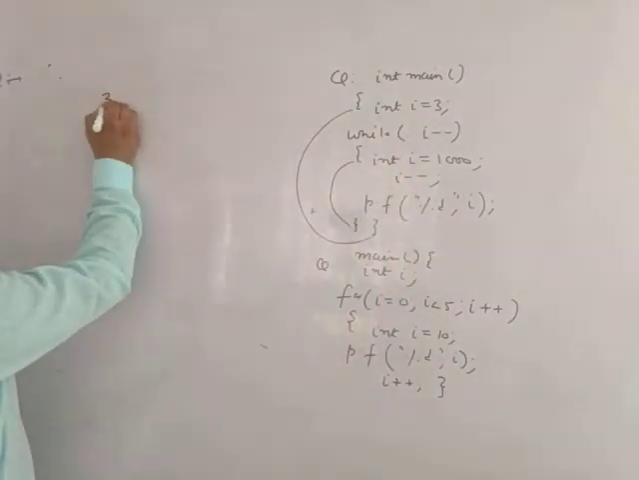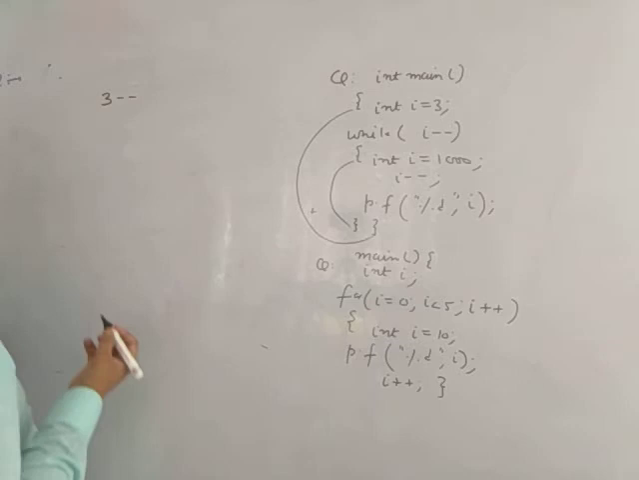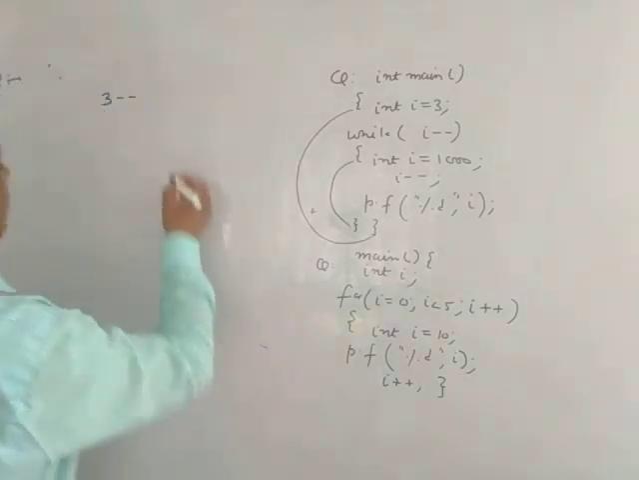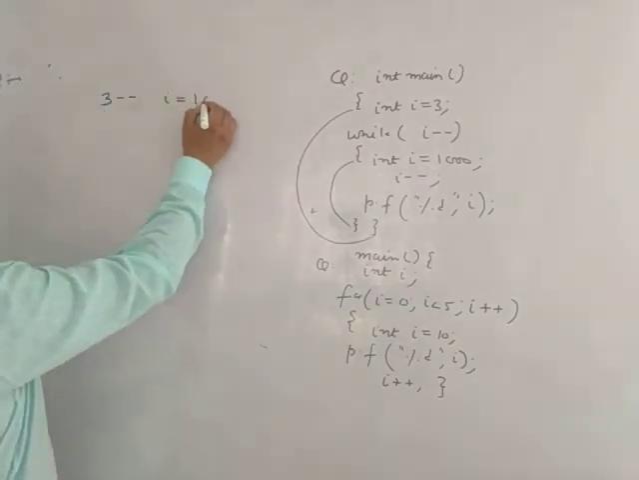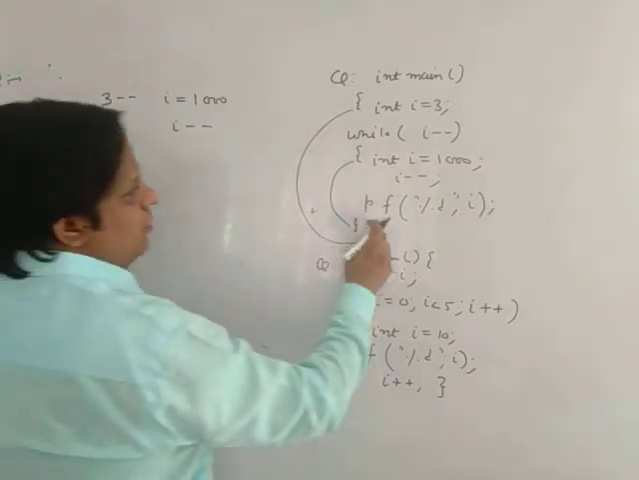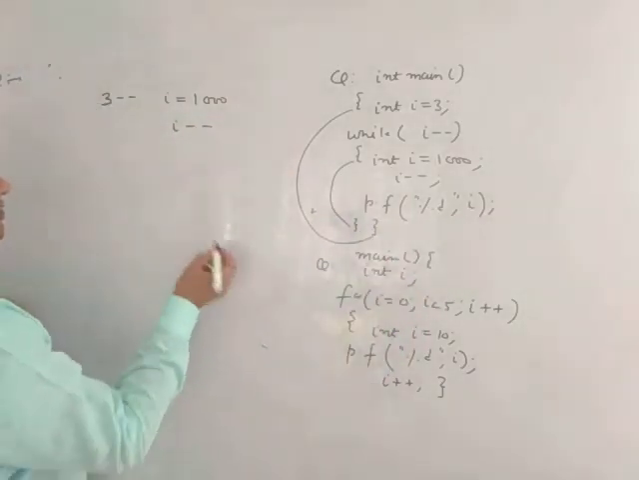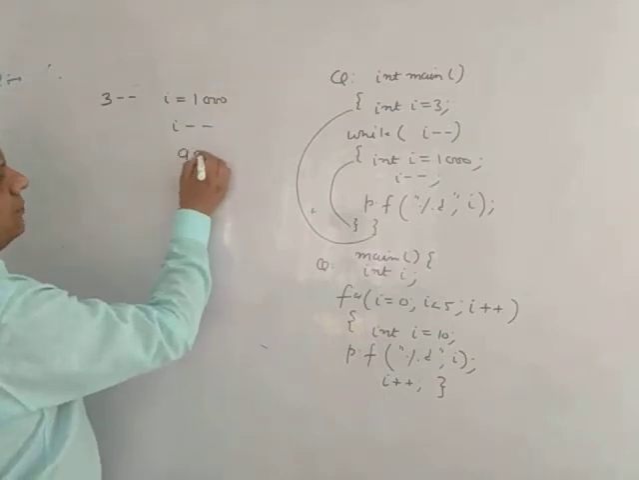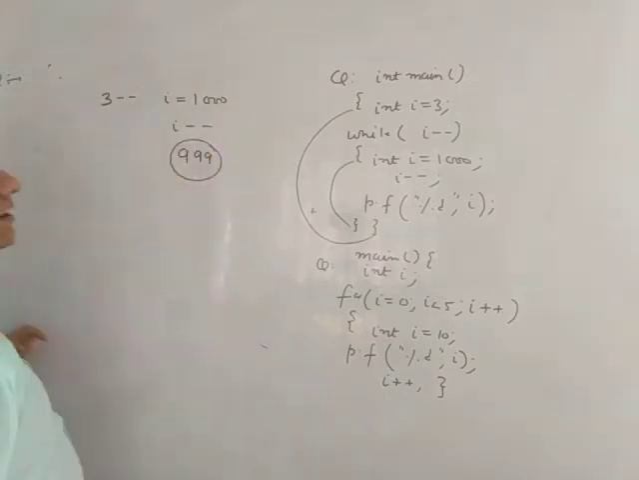तो I की वैल्यू भी कितनी है? 3 minus minus. तो अभी 3 रहा. Condition true में नीचे आया. फिर I की वैल्यू कितनी हो गई? I is 1000. Then you decrement I minus minus, you are printing the value of I. क्या print हुआ? Because 1000 था, तो मेरा print हुआ सबसे पहले 999, ठीक है?